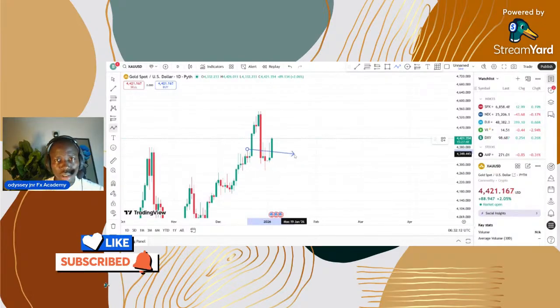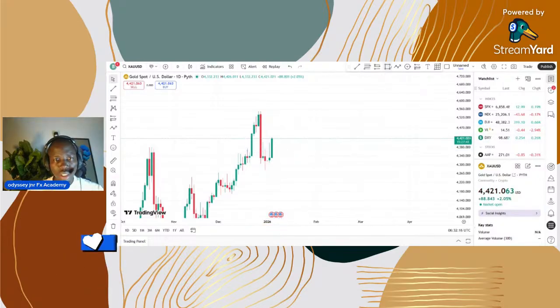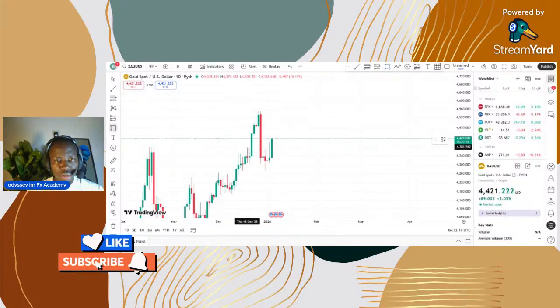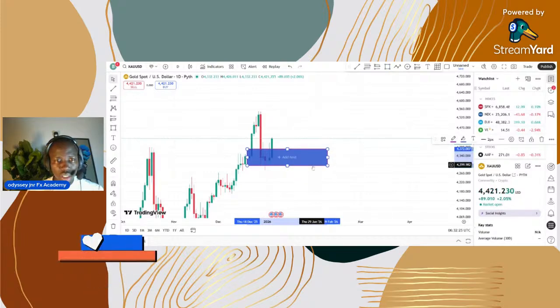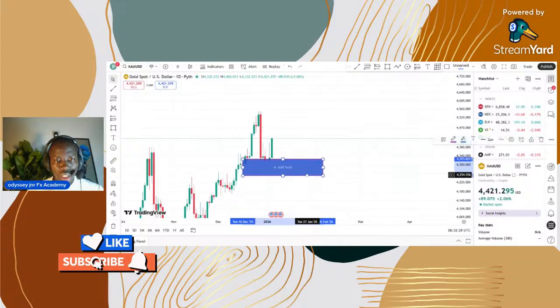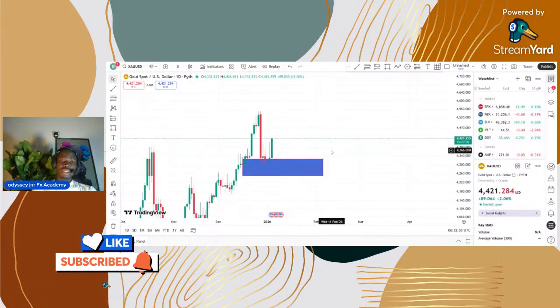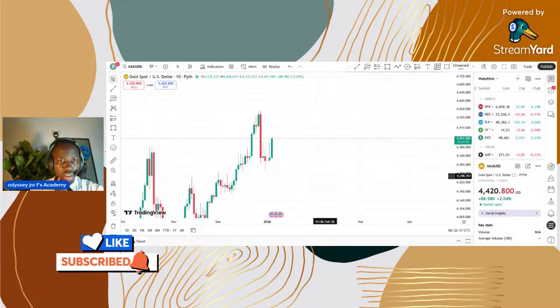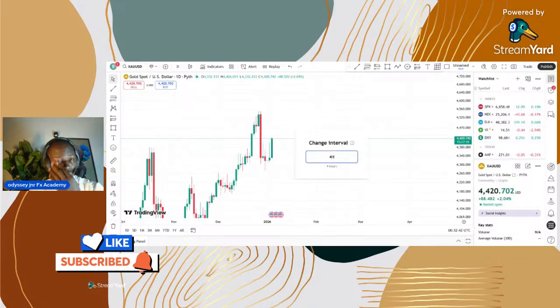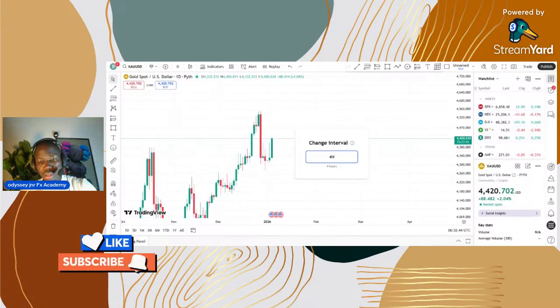This market is reacting based on this order block. It's reacting in this order block, even this other order block here on the margin. But we are not going to be making use of this order block now since it's already been mitigated. We are going to be going to the 4 hours since we already know that we have a bullish market.